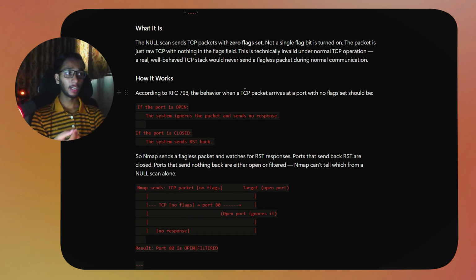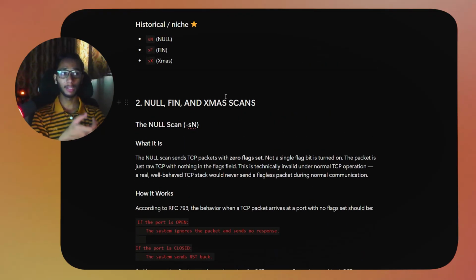So what happens is that when a packet arrives at a port with no flags set, if the port is open, the system ignores the packet and sends no response. But if the port is closed, it will send an RST packet, and from that Nmap can report that either the port is open or the port is not open. So that's pretty much the overview of the NULL scan.